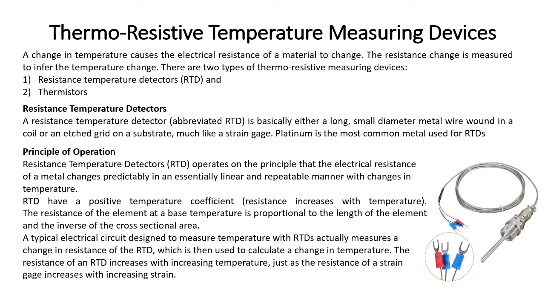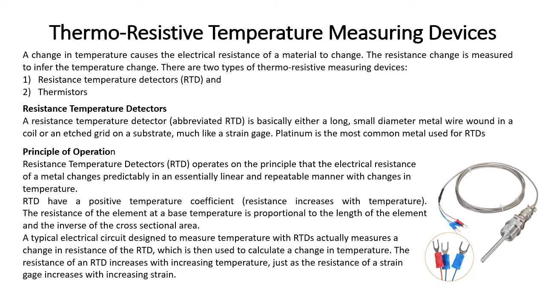So now we go into the third type of temperature measurement devices in our list, which is thermoresistive temperature measuring devices. Simply, the function is that we have seen in a few metals that with an increase or decrease in temperature, the electrical resistance of some materials changes. And this resistance change is measured to infer the temperature change. The two devices we discuss today are the RTD, resistance temperature detector, and the thermistor.